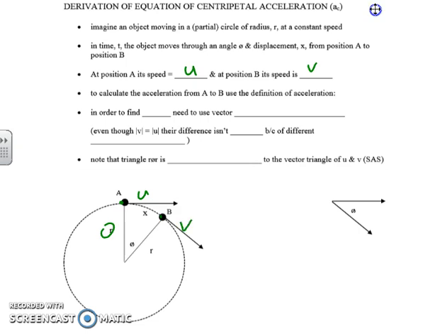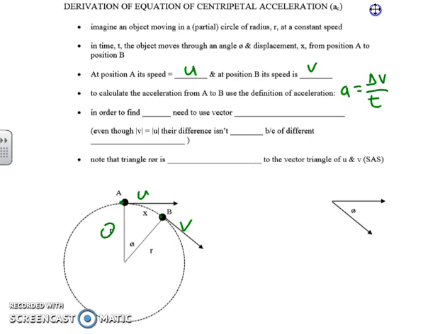Now, we've already said that u and v are the same speed, but since they're vectors, they're pointing in different directions, so their velocities are different even though the speeds are the same. So to calculate the acceleration, we use the definition right over here, a equals delta v all over t. Note that it's change in velocity rather than initial or final.